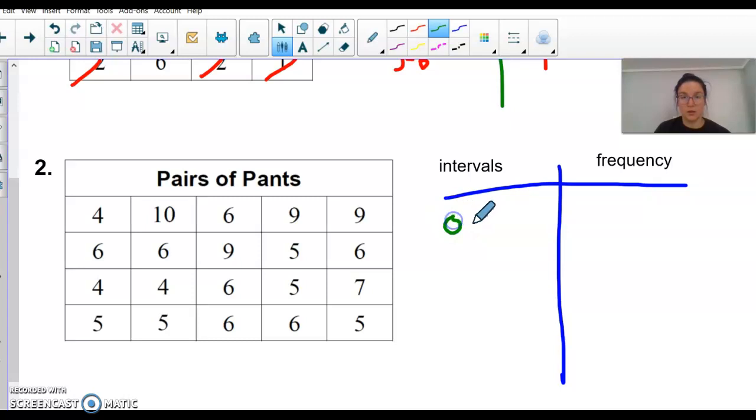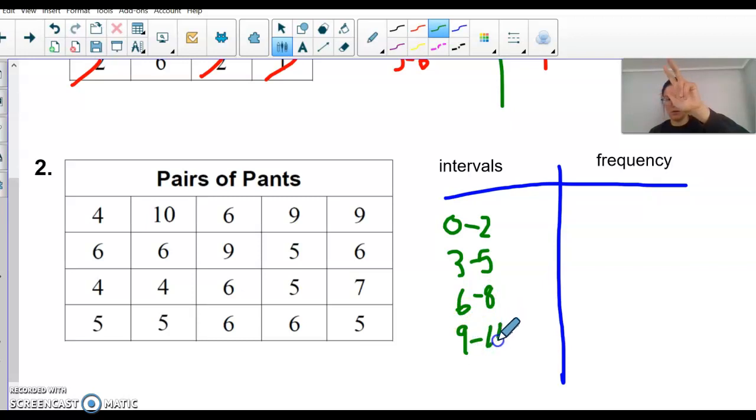0, 1, 2, and then 3, 4, 5, and then 6, 7, 8. So again, I'm counting by threes. And then 9, 10, 11. And you could easily count it by 2s or 4s. So I just did 3s because it gives me a decent amount of intervals to work with.